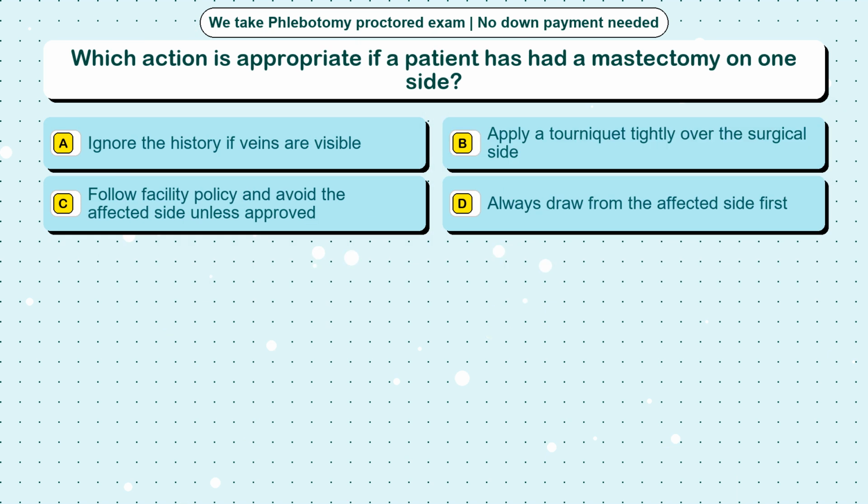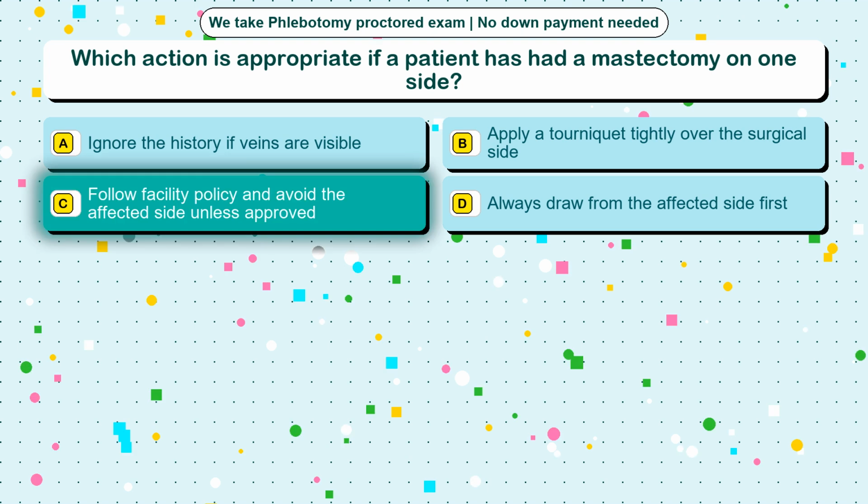Question 69. Which action is appropriate if a patient has had a mastectomy on one side? Option A. Ignore the history if veins are visible. Option B. Apply a tourniquet tightly over the surgical side. Option C. Follow facility policy and avoid the affected side unless approved. Option D. Always draw from the affected side first. The correct answer is option C.